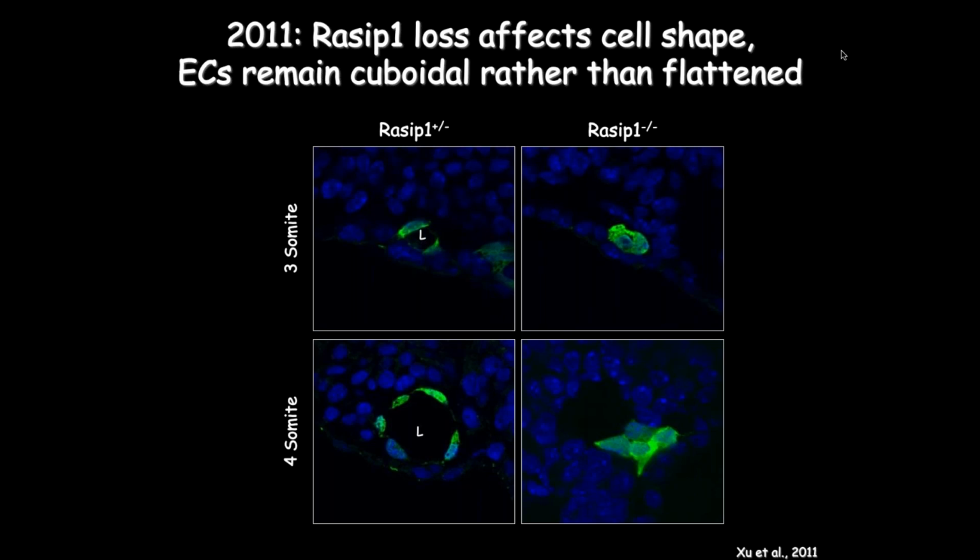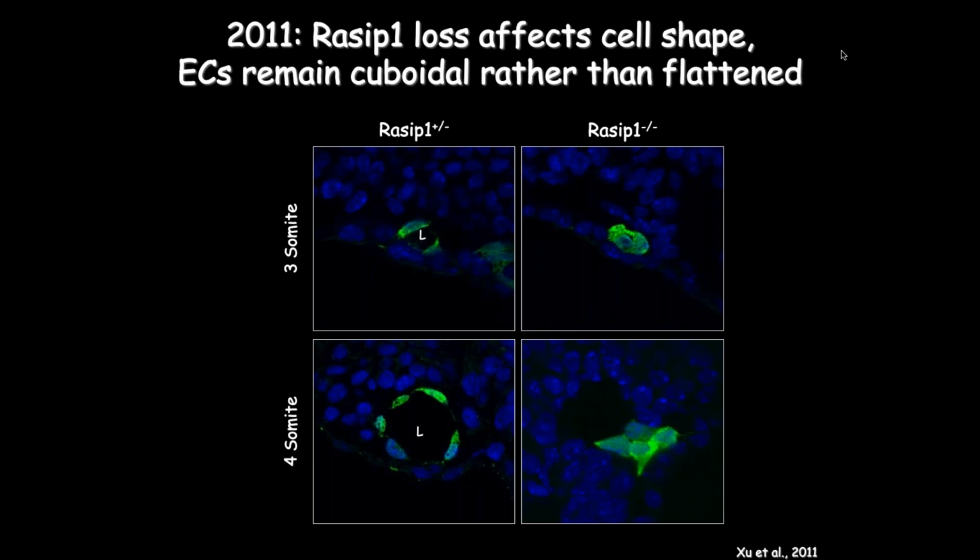And we had a nice paper that I won't go over today, a Developmental Cell paper in 2011, in which we concluded that RAS-IP1 was critical for cell shape. And you can see that these angioblasts, these early endothelial cells, remain really cuboidal in the mutant. And they also lost adhesion to the outside stroma that surrounds it. And the stroma will actually open up a hole, but the endothelial cells are no longer stuck to the walls of that hole.